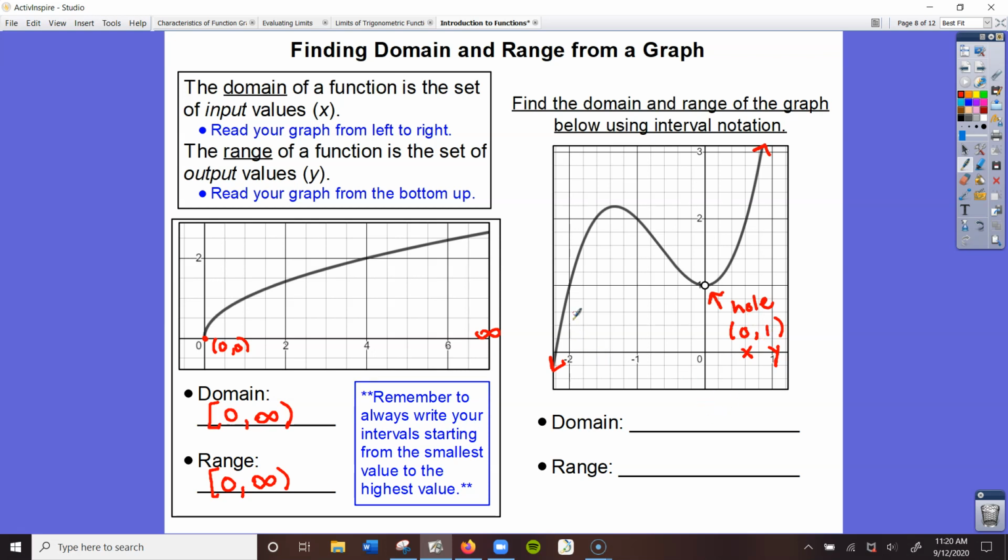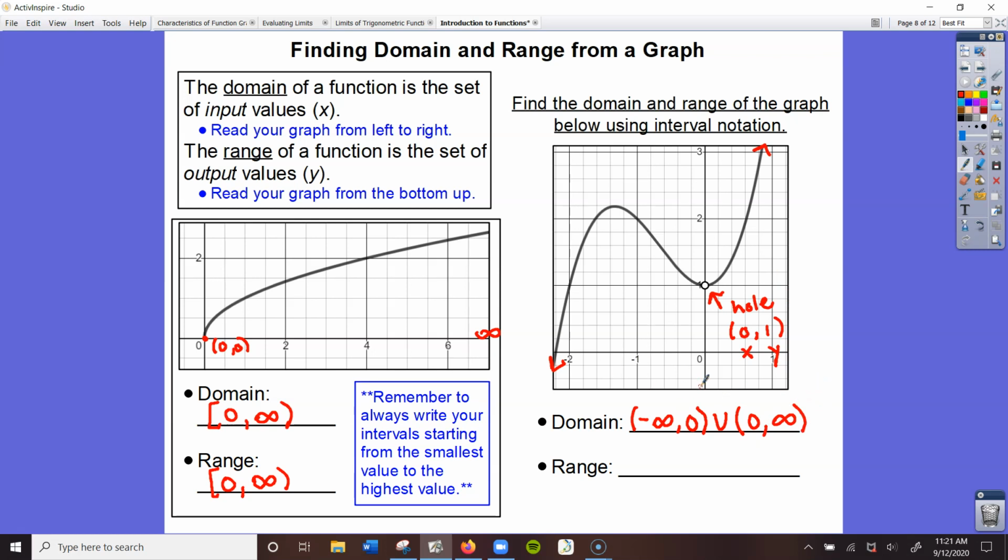So when I'm writing my domain, we see that it's opening left forever, so I'm going to start at negative infinity. As we go along the graph, all of these x values here are defined except for this one. So I'm going to stop at 0, and I'm going to put a parenthesis to indicate that I am not including that value. However, there is more to the right of the graph, and it starts again from that hole. So I'm going to put a U, another parenthesis, and 0, because I'm starting at 0 again. And remember, the 0 is not included, so I'm using parentheses. Then it continues opening to the right forever, so it goes to infinity.